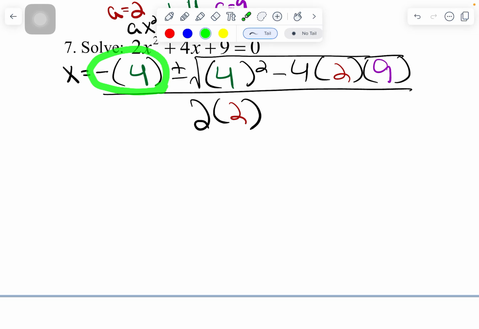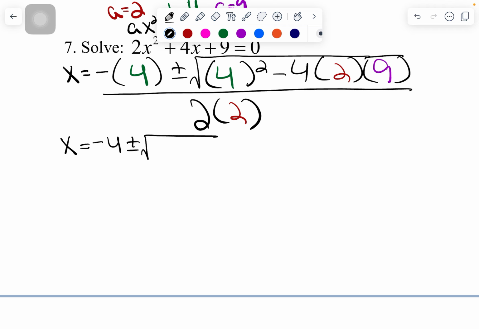The first part is the opposite of 4, or negative 4. So x is equal to negative 4 plus or minus, a slightly smaller square root this time. 4 squared is 16. And now I need to do negative 4 times 2 times 9. I'll take this apart in pieces. Negative 4 times 2 is negative 8. Negative 8 times 9 is negative 72. And then in the denominator, 2 times 2 makes 4.